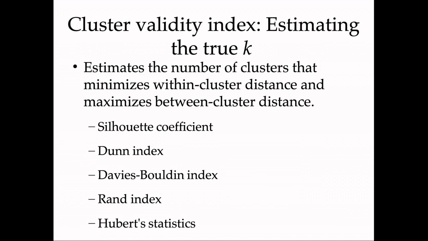You might have a question. How does the data scientist estimate the optimal K, which is the estimation of the true number of clusters? The general method is to use the cluster validity index. The cluster validity index estimates the number of clusters that minimizes within cluster distance and maximizes between cluster distance. Each cluster validity index provides a mathematical equation that calculates a single real number. The number is the measure of the cluster quality.